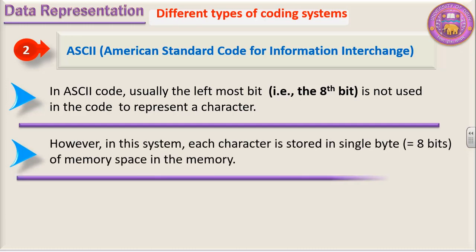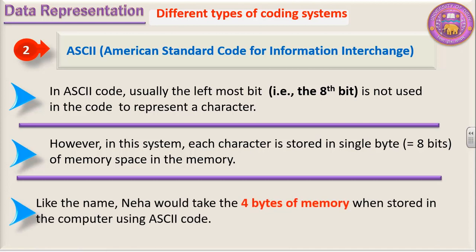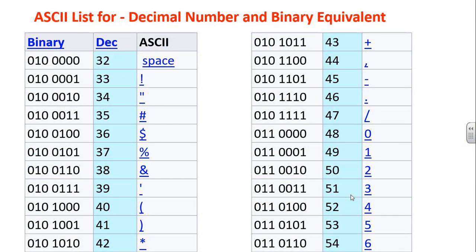However, in this system, each character is stored in a single byte, that is equivalent to 8 bits of memory space in the memory. Like the name Neha would take 4 bytes of memory when stored in the computer using ASCII code. Here the ASCII list for decimal number and binary equivalent is given for the purpose of reference.